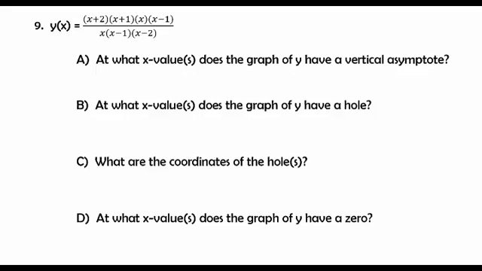In problem 9, they were nice enough to give us this thing already factored. That's going to make this a lot easier than it would have otherwise been. So basically, when they ask you where there's a vertical asymptote, that means you need a 0 in the denominator, but not in the numerator.